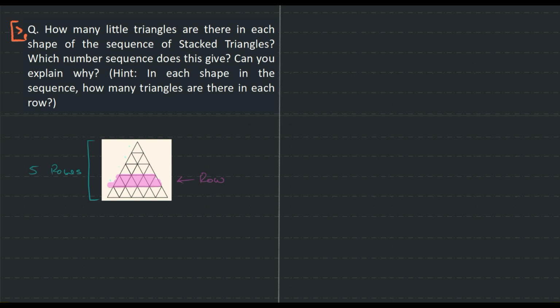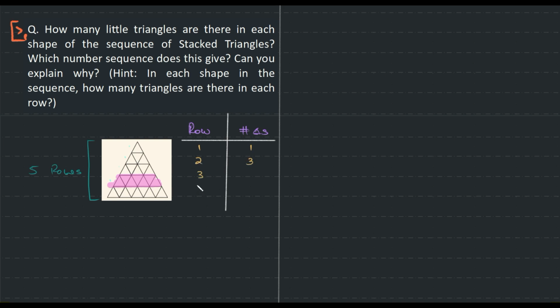Okay. So the number of little triangles depends on the rows. How are they dependent on the rows? That's the question. What we'll do is I'll write the rows over here and the number of triangles. Then let's do this now. First row has 1 triangle. Second row has 3 triangles.